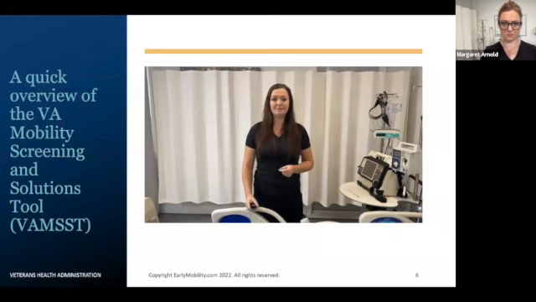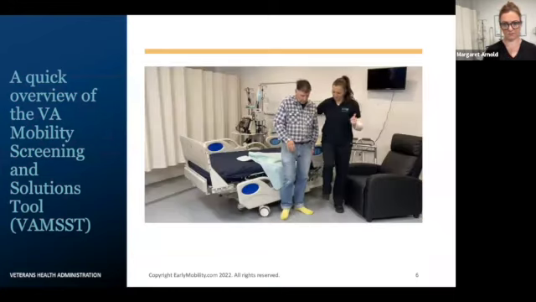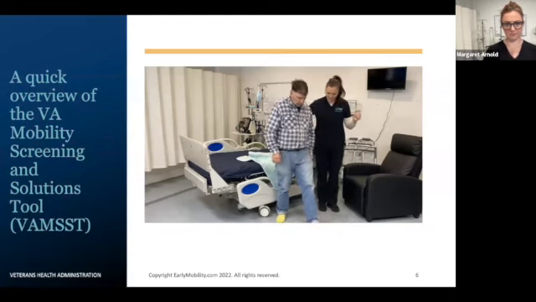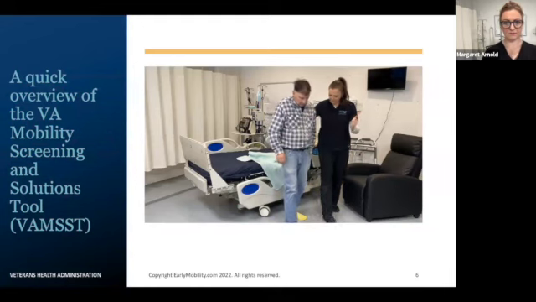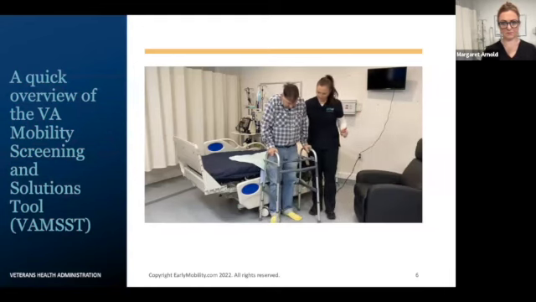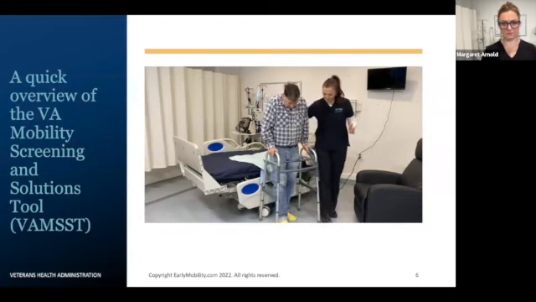Level 4 is independent. The patient can stand up safely and independently. They can step forward and back steadily without losing balance. If an assistive device such as a walker or a cane is needed, they are level 4A. If no device is needed, they are simply level 4.